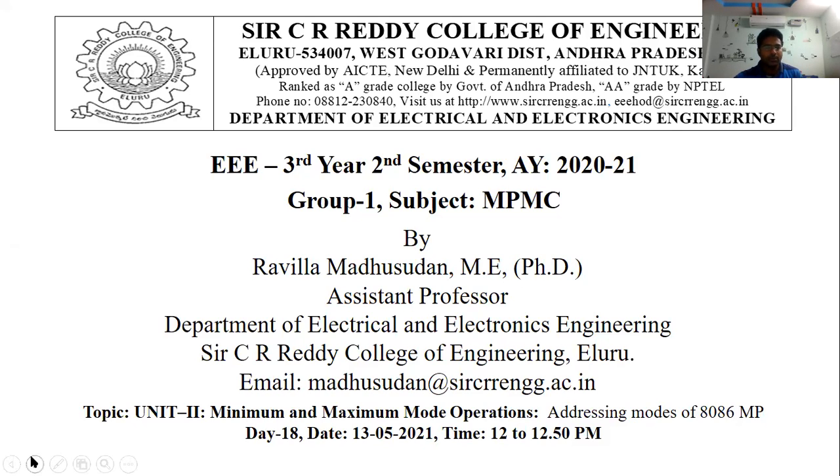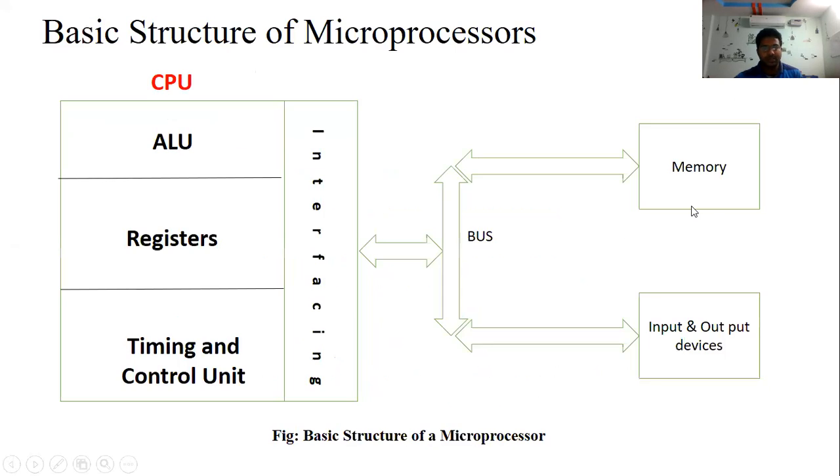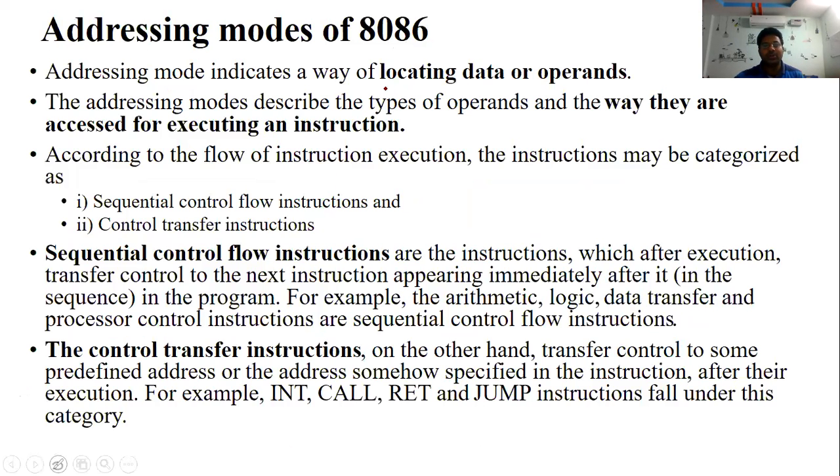Now see this, you know the basic structure of the microprocessor. What is the necessity of the addressing modes? It is how effectively you can use the operands and the data present in the memory to execute the program. That is the purpose of using addressing modes. How effectively you can locate the data or operands and use them to execute the instruction.